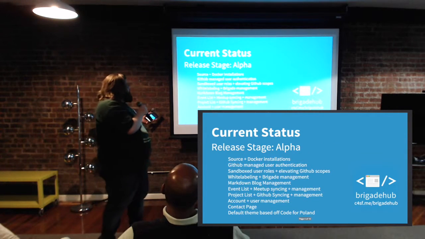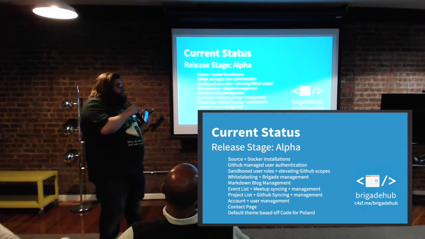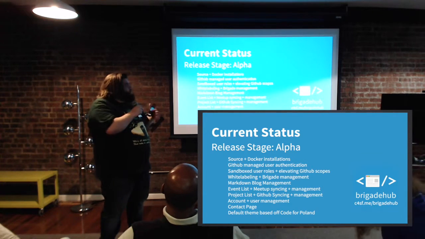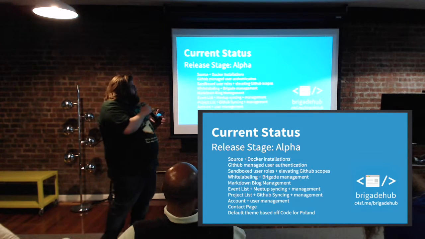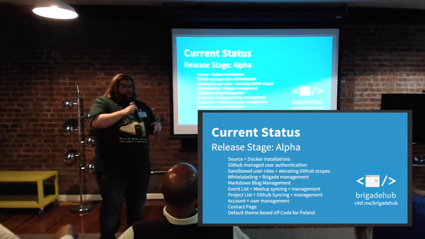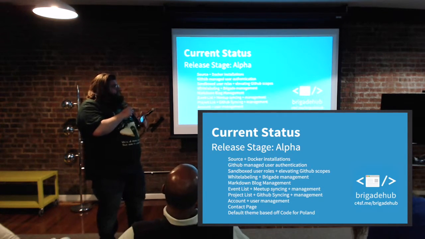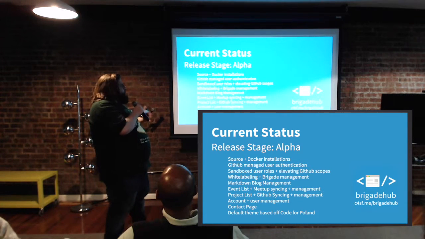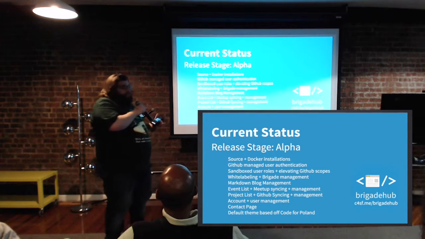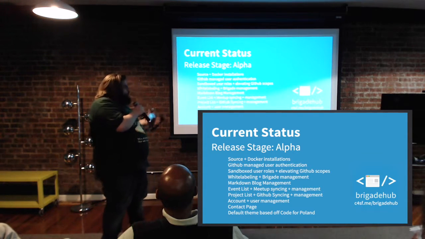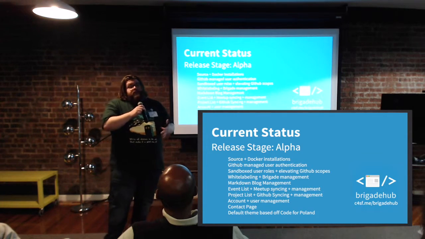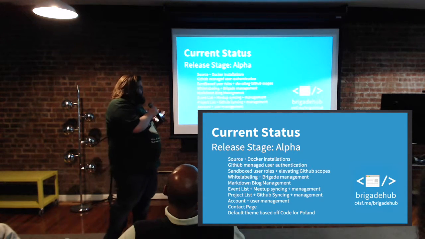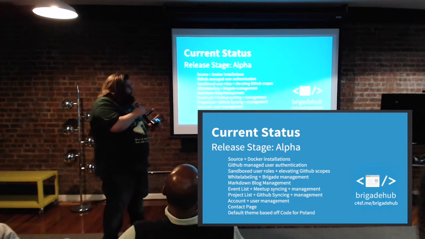Some of the features that it currently has: the ability to install via source and Docker, GitHub managed user authentication, sandbox user roles and elevating GitHub scopes, white labeling and brigade management, blogging utilities, event lists, project lists, the ability to sync projects from GitHub, as well as account and user management.